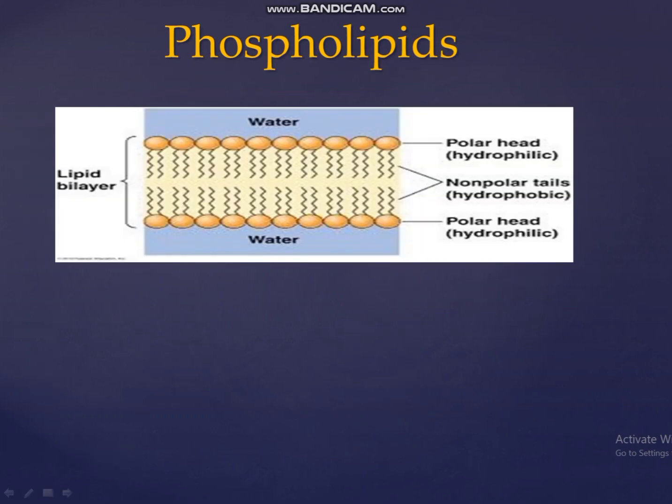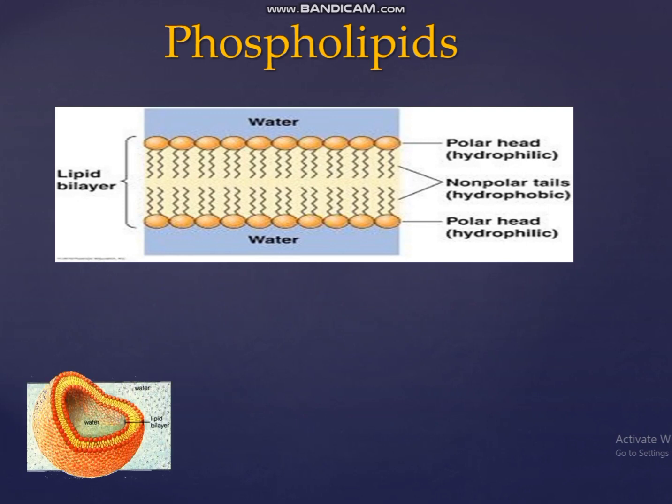Because of these properties, phospholipids tend to arrange themselves so that the head interacts with water while the tails go inward, away from water. So it's useful for the plasma membrane of the cell.